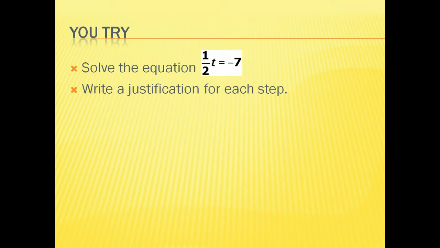You try one. Solve the equation 1/2 t equals negative 7. Write a justification for each step. You might want to pause the recording and solve the problem, as I will be giving the answer shortly.